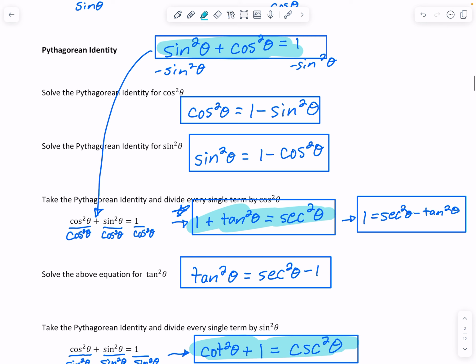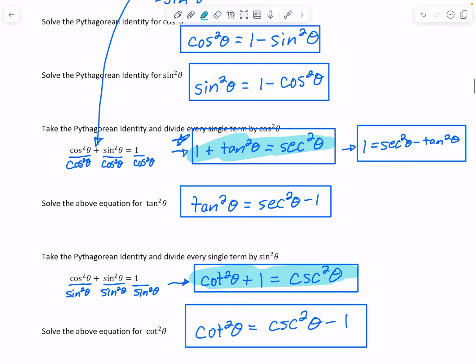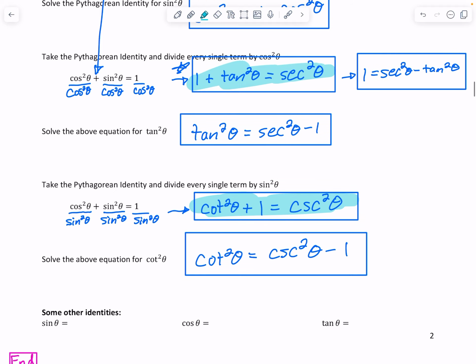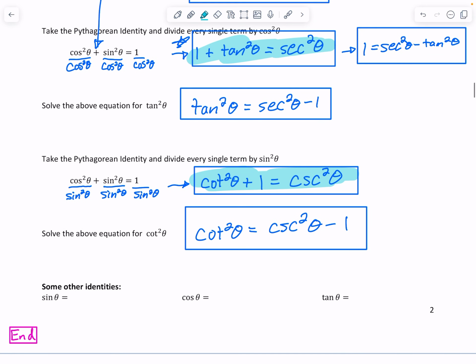Notice the first one at the top there has sines and cosines. The second one has tangents and secants. And the third one has cotangents and cosecants. So the way I go is from the way we derived here. I start with cosine squared plus sine squared, and I derive them into those. I don't have the other ones memorized. I have to derive them every time.